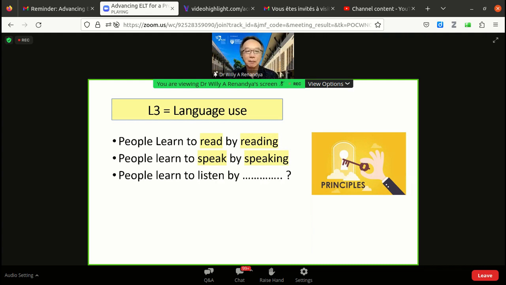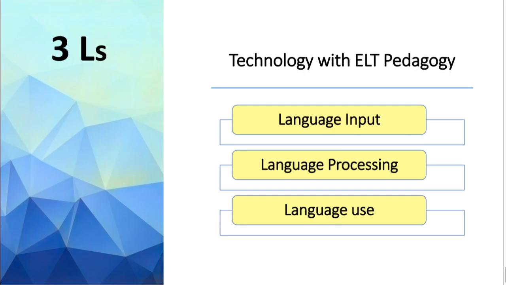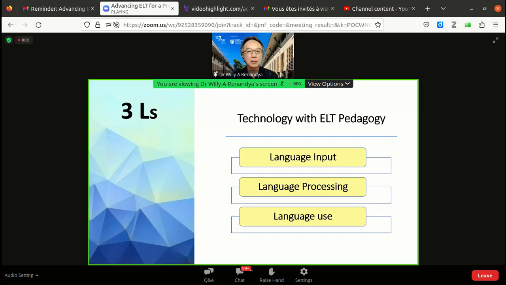The next one, please fill in the blank. People learn to listen by, yes, I hear you, by listening. And the last one, people learn to write by, yes, I hear you, by writing. So again, the 3 L's. If you are really interested in helping your students develop their English language proficiency with or without technology, and today you have to use technology, pay attention to the 3 L's: language input, language processing, and language use.